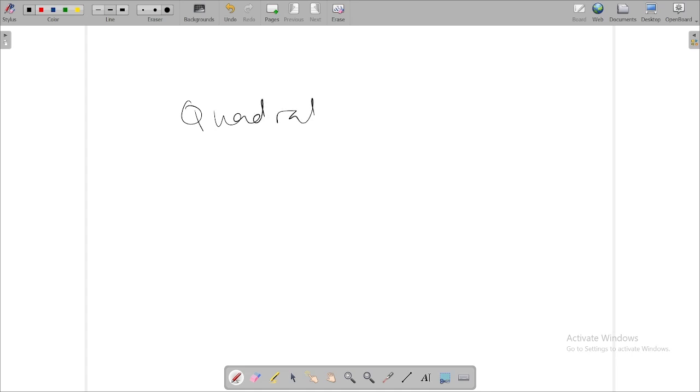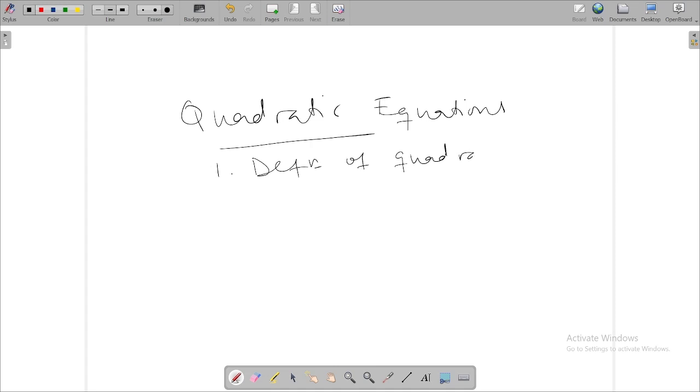In today's lesson, we want to look at quadratic equations, and under this we would look at one, the definition of a quadratic equation. We'll also look at methods of solving quadratic equations.